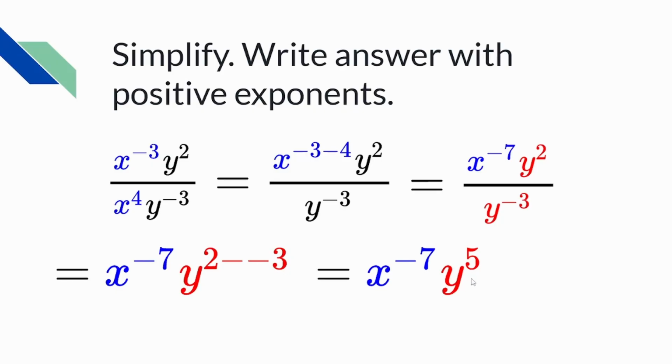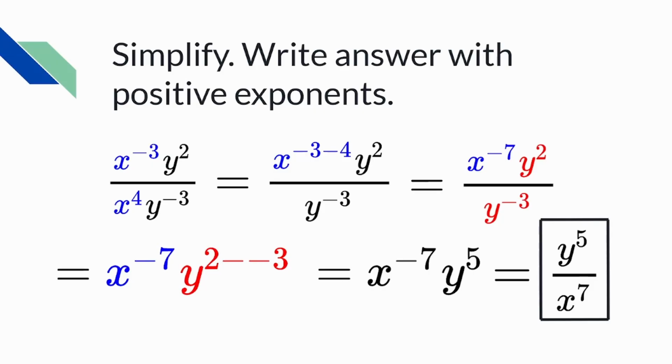So I almost have my final answer. I just want to clean it up a little bit and write my final answer with only positive exponents. So let's take this x to the negative 7 and bring it to the denominator of a new fraction. And that's how we can turn that exponent positive. So my final answer is y to the 5 over x to the 7.